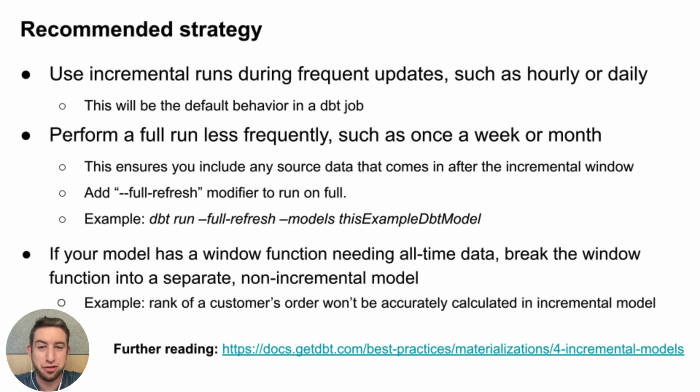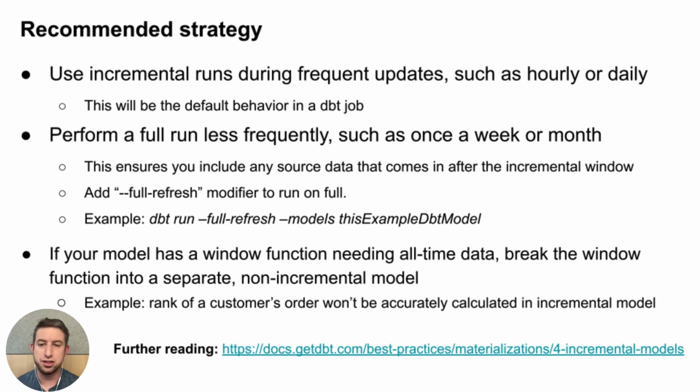And there are some complications with incremental models as well. One of them is what happens if you need to use window functions based on your all-time data. An example of this would be if you needed to calculate the rank of a customer's order. If you do this window function in the incremental run, it's only going to do that window function on the smaller subset of recent data. It's not going to look back fully historically.